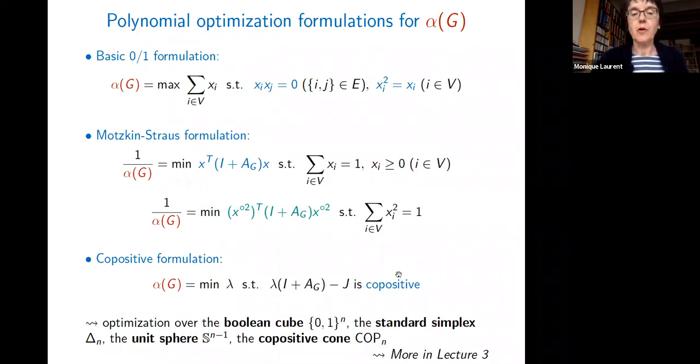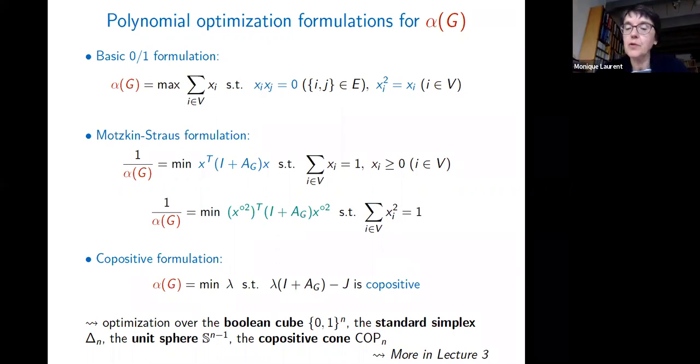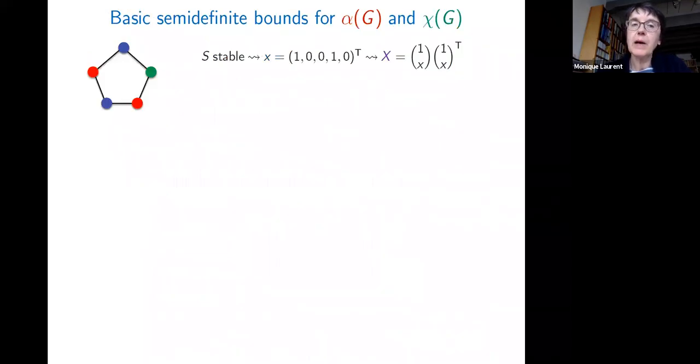So as these formulations show, the stability number can be reformulated in various ways as polynomial optimization over the cube, over the simplex, over the sphere, or using the copositive cone. And we will return to this topic in the third lecture. But let me very briefly mention how to get very easily an upper bound for the stability number and a lower bound for the chromatic number, which is well known to you, but nevertheless.